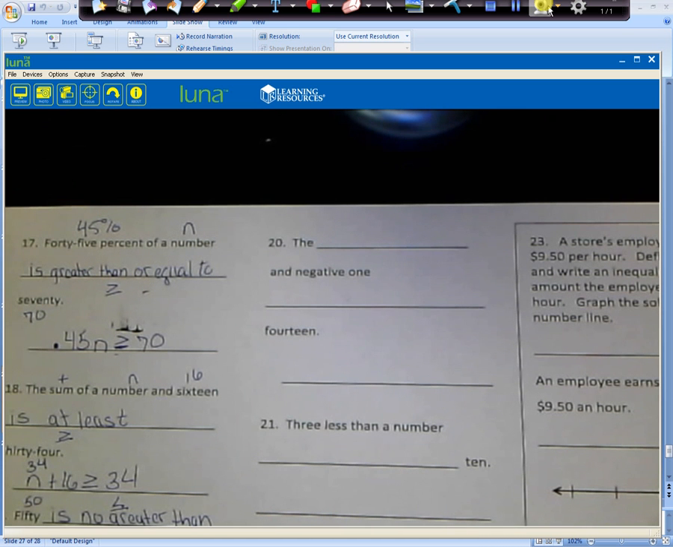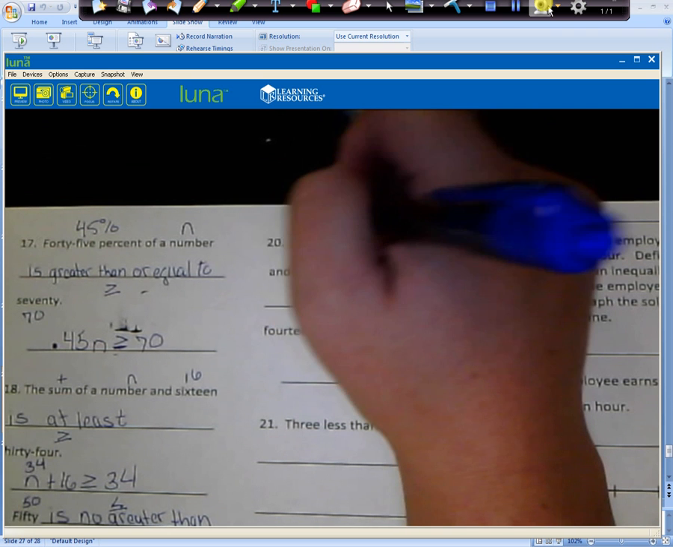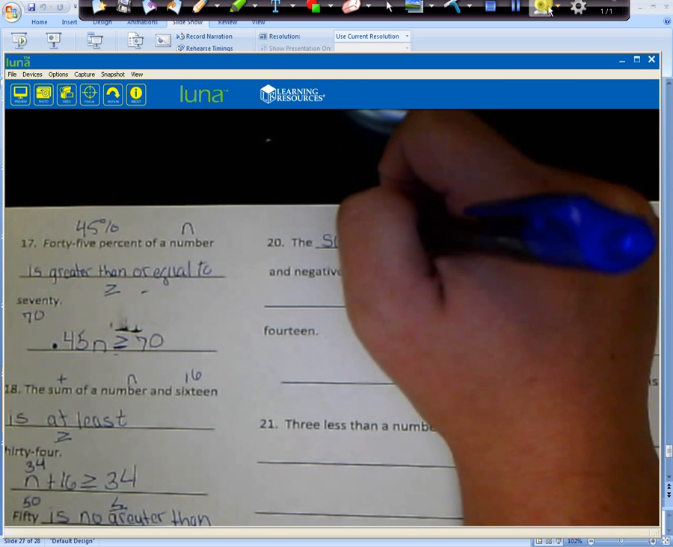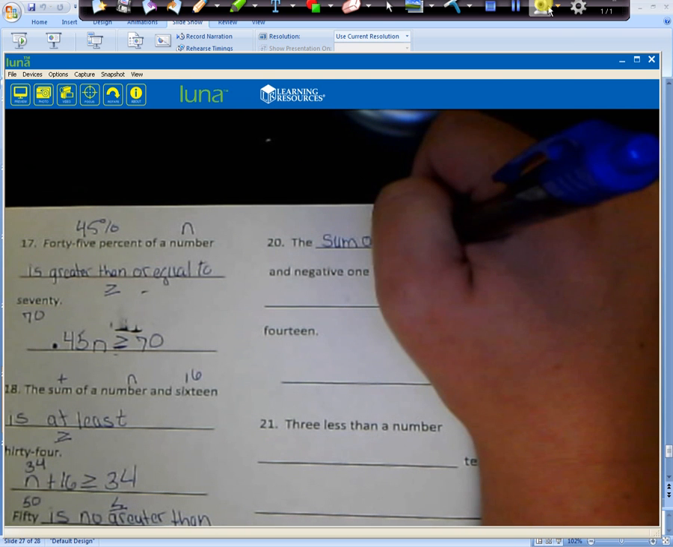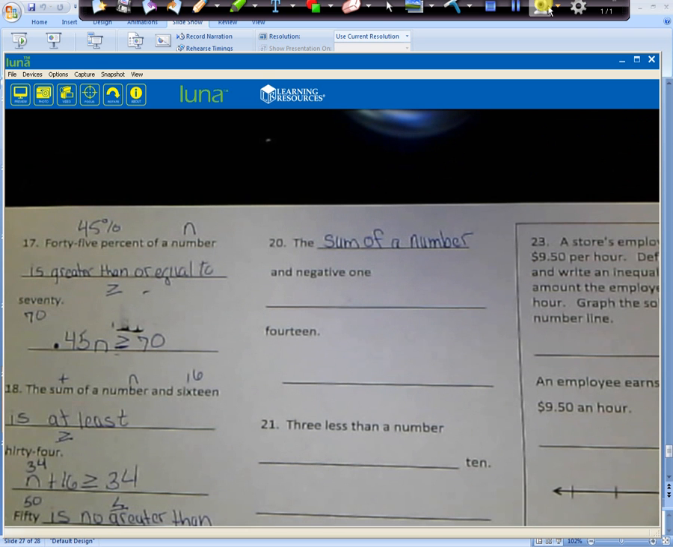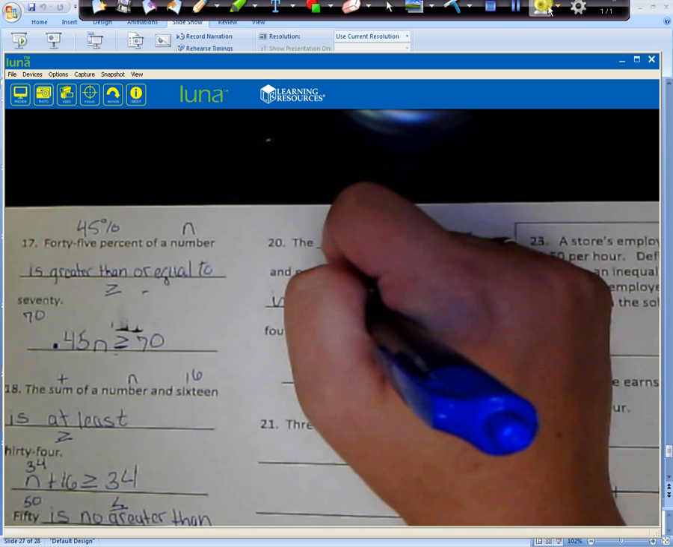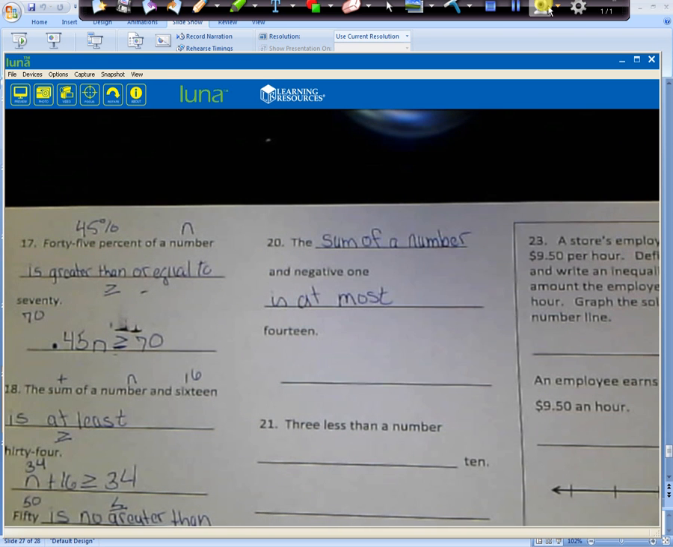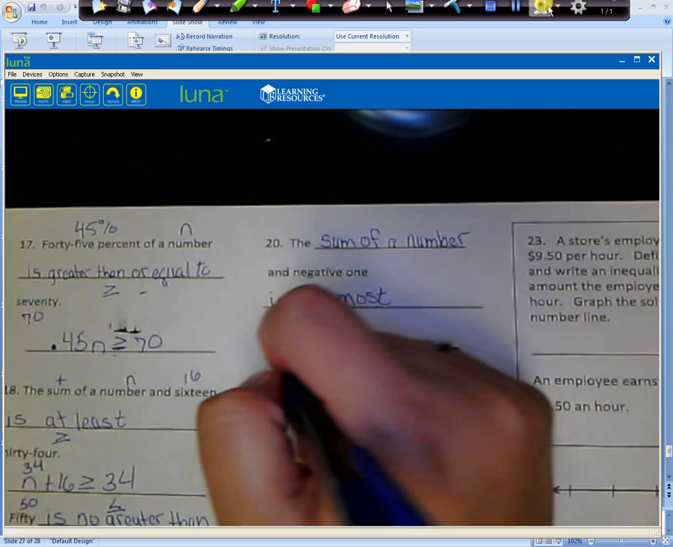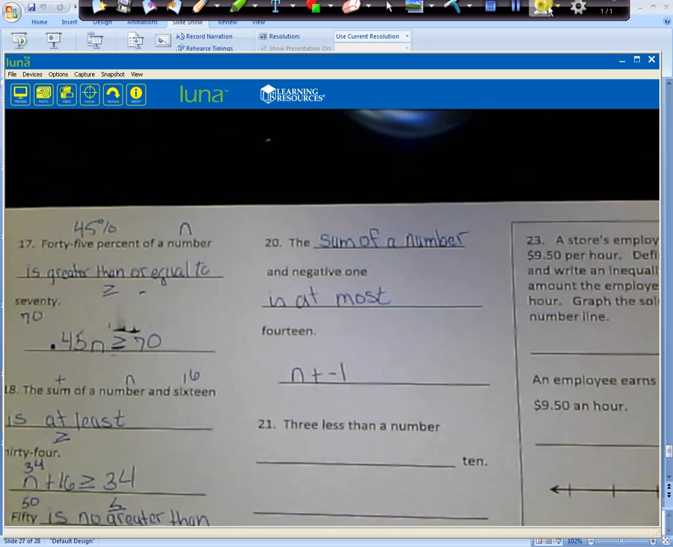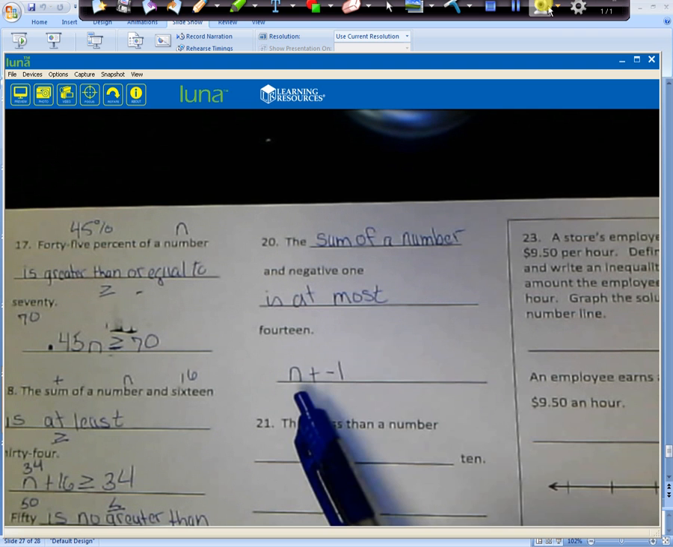All right, number 20 says the sum of a number and negative 1 is at most 14. The sum of a number and negative 1 is at most 14. So the sum of a number and negative 1 means I'm going to add n plus negative 1. Sum means to add. N is the number n, and negative 1.